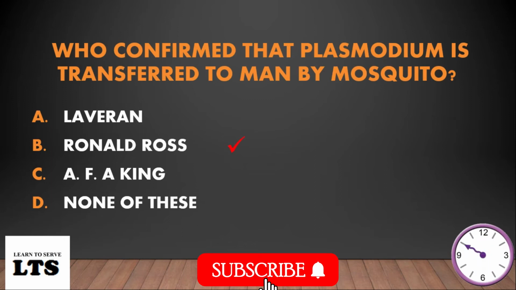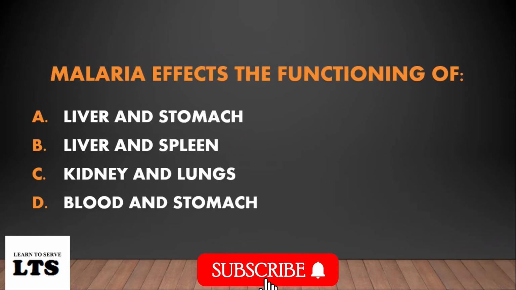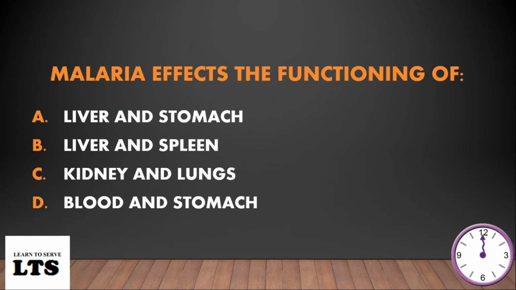Option B, Ronald Ross. Next one, malaria affects the function of option A, liver and stomach, option B, liver and spleen, option C, kidney and lungs, option D, blood and stomach. The answer is option B, liver and spleen.